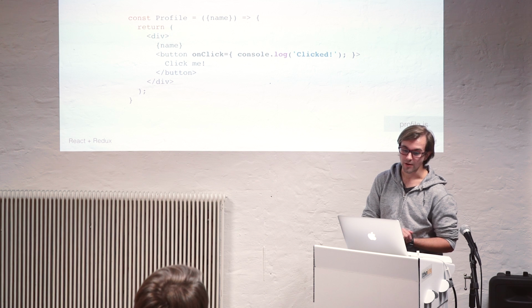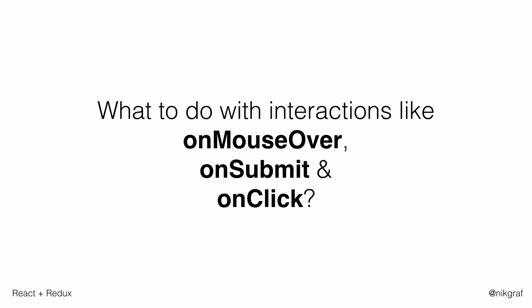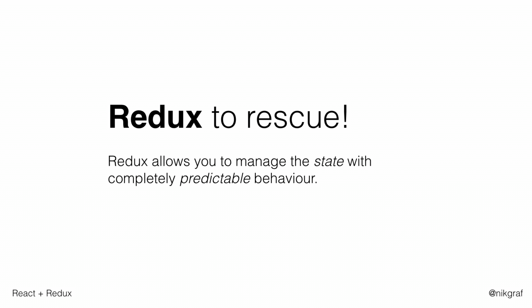So what you can do with elements is also assign action handlers, in this case an on-click. If I would render that button and click on it, React would actually do the console log clicked. The question is, when I say we have everything functional and we don't want to have state in our components, what do we do with such interactions?